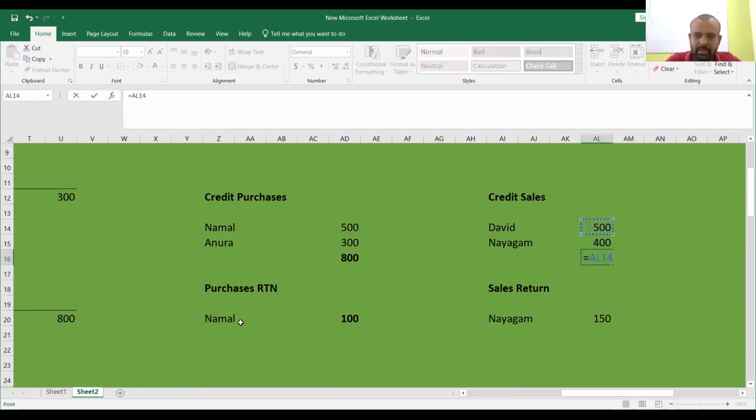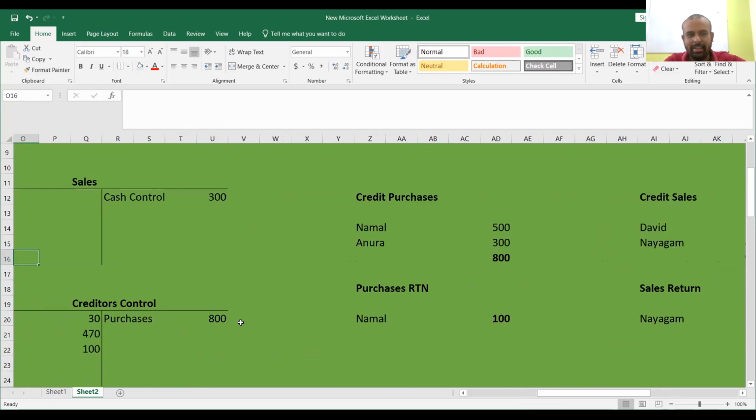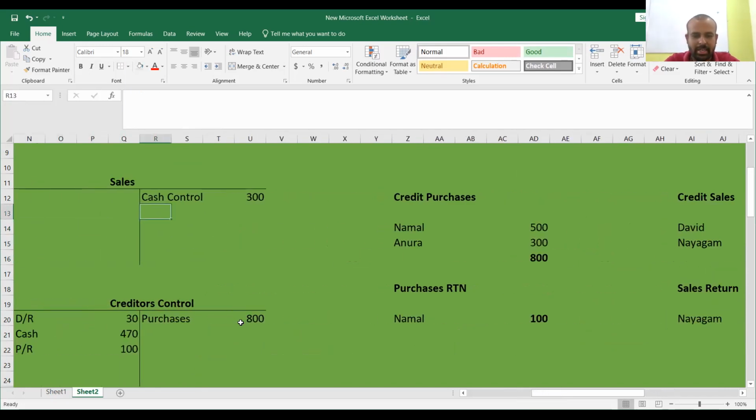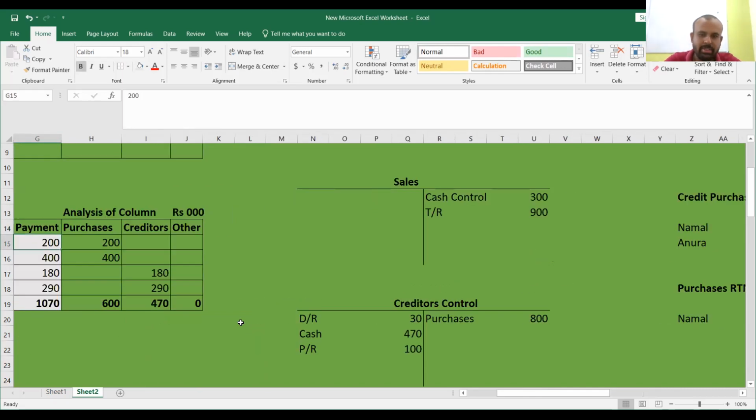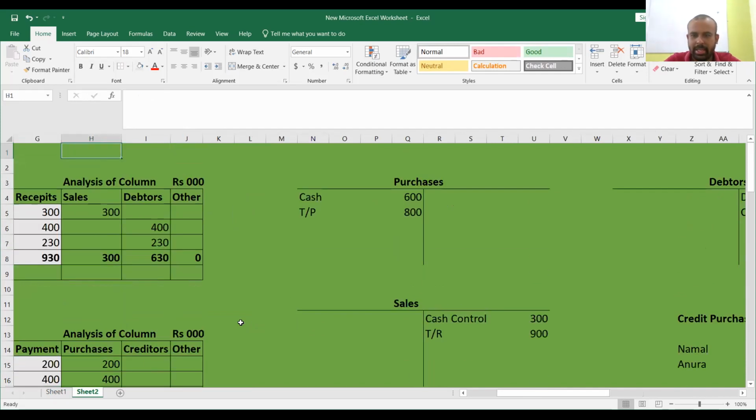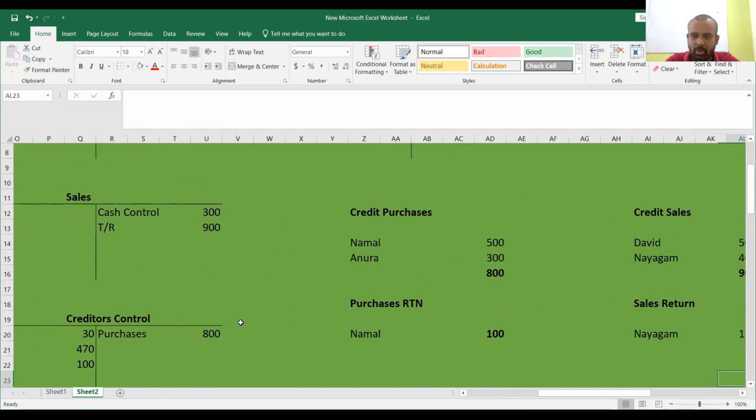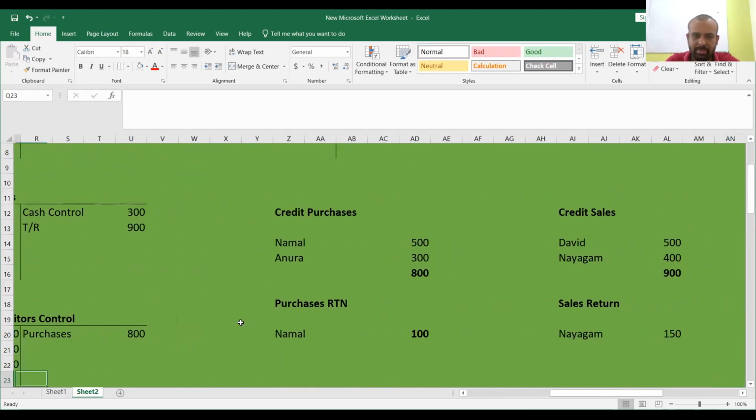Then when it's onto the credit sales, it's 900. Credit sales double entry: debtors control account debit, sales account credit. Say trade receivable 900, right? Total of the sales journal, sales account credit, trade receivable control account debit. Here 900, same for sales. Sales rupees 900.